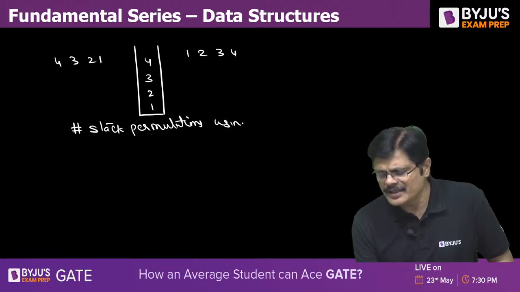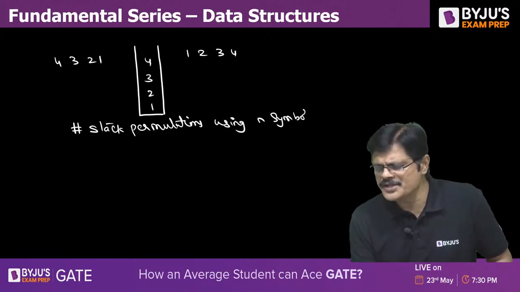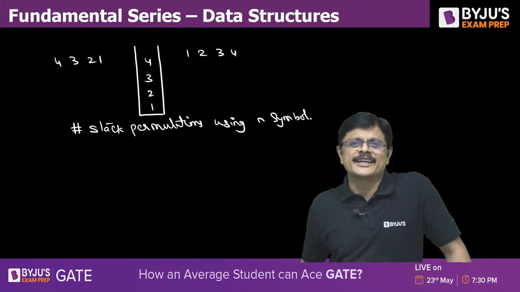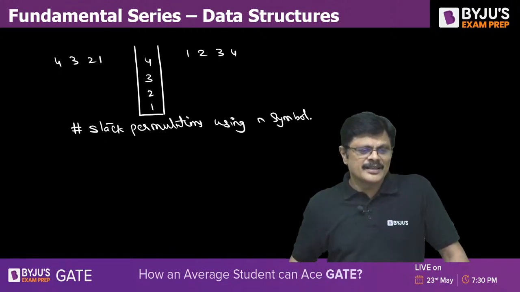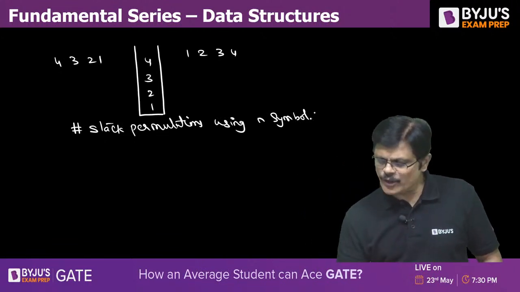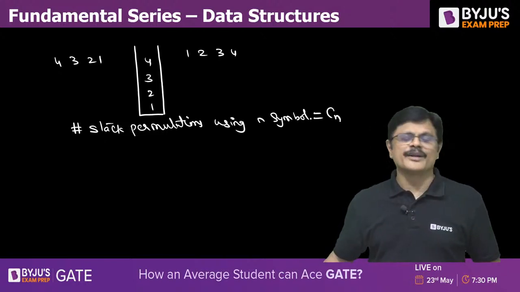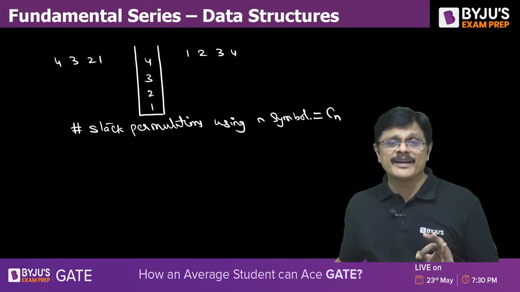Number of stack permutations. How many stack permutations are possible using n symbols, or a string of length n? Suppose you have a string of length n, with that string, how many stack permutations can be created? And that is wonderful, that is the Catalan number. What is it? That is the Catalan number, Cn. The Catalan number is one of the very, very important numbers, my dear friends.